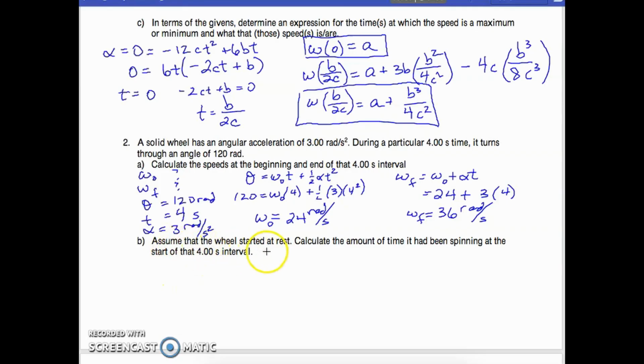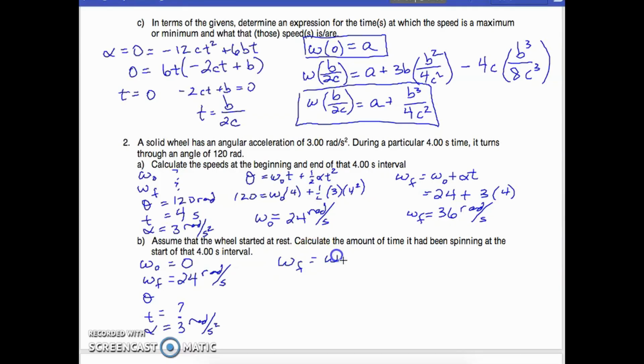Now, what if the wheel started at rest and then it sped up to the beginning of that 4 seconds? So let's back up our list here, and it will have accelerated at 3 radians per second squared. And we're telling you that it started at rest. And then at the beginning of those 4 seconds, that's when it reached 24 radians per second. So the beginning of this 4-second interval is the end of whatever this time is that we're looking for.